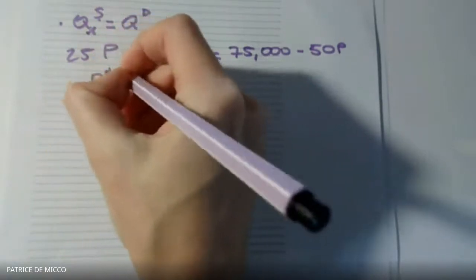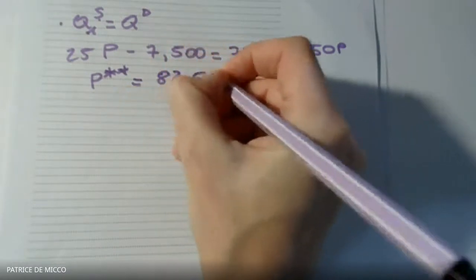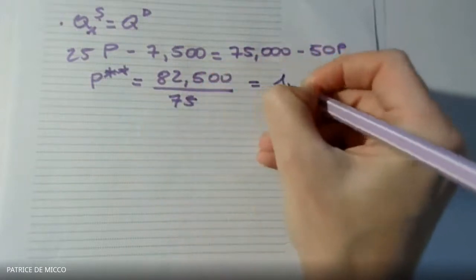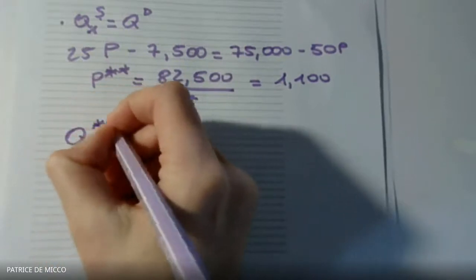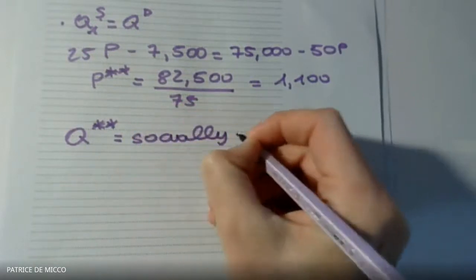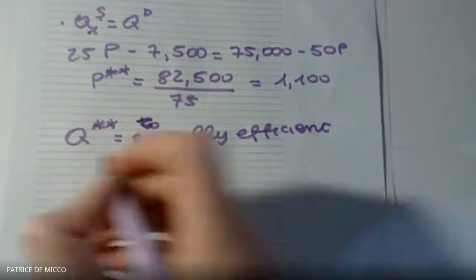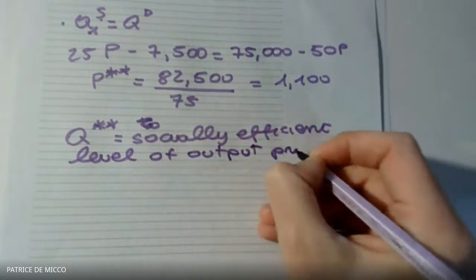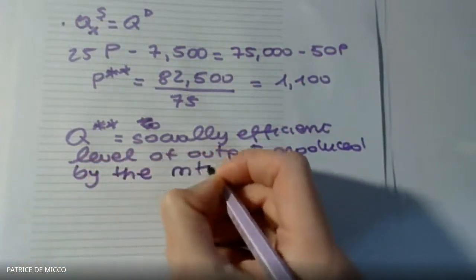We call it double star to make it different with respect to the previous one. And this will be given by 82,500 divided by 75. And it gives 1,100. And now it's extremely easy to find the Q double star, so the socially efficient level of output produced by the market, because this is at a market level.